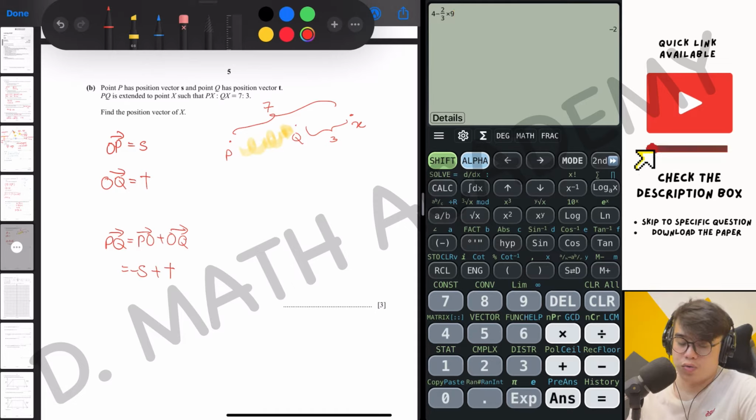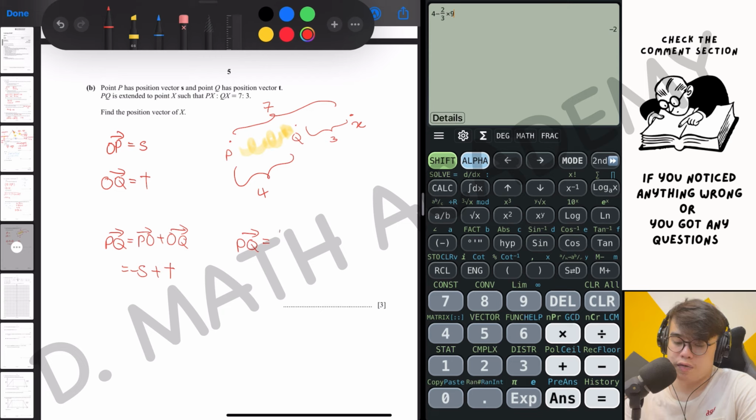With this, kindly take note, PQ is actually 4 out of 7 of PX. So let's find PX. Negative S plus T equals 4 over 7 PX. To find PX, it will be by taking 7 over 4 times negative S plus T equals PX.